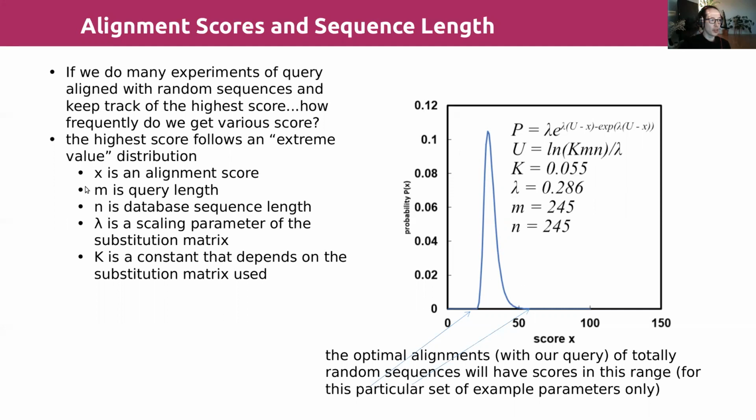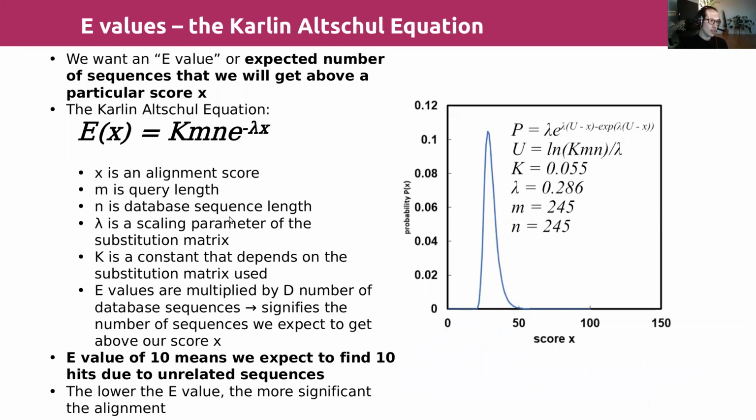One of the parameters, for instance, is the alignment score that you're looking for. Another is the query length and the database length. And then we have some other constants that are related to the substitution matrix. And there's something called the Karlin-Altschul equation. This is what gives us our e-value.